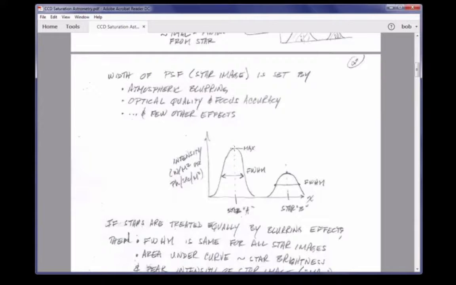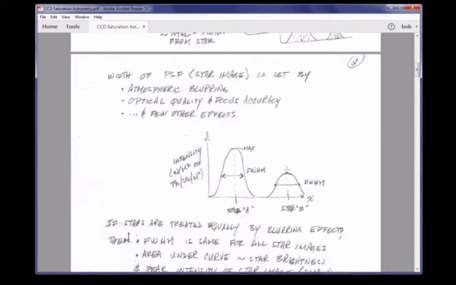So if you go to whatever the peak intensity in that little blur is, go to half that value and then measure the full width of that intensity distribution. That's the full width half max, and it's a convenient way to describe the size of that blurred star image. Now, if everything is perfect, those assumptions we made about the atmosphere treats both stars the same, the telescope treats both stars the same, then the full width at half maximum of all star images would be identical.